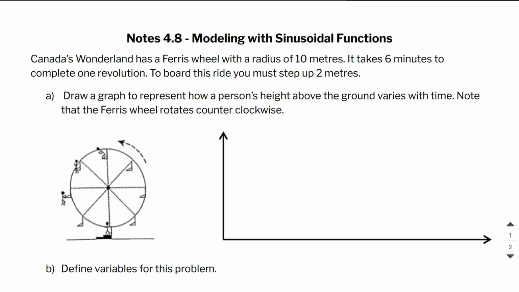So the first question says to draw a graph to represent how a person's height above the ground varies with time. Note that the Ferris wheel rotates counterclockwise.